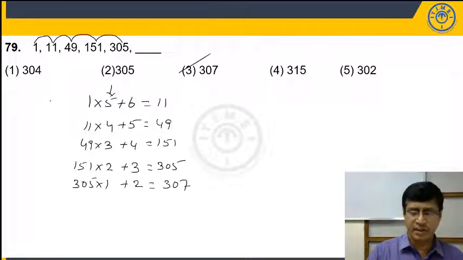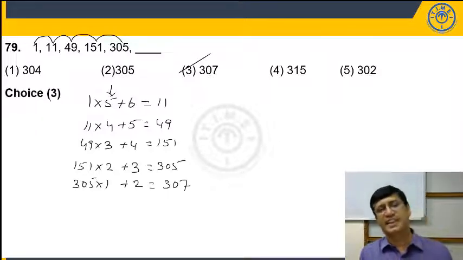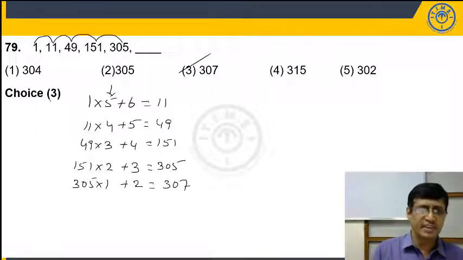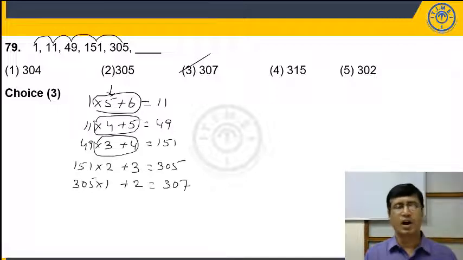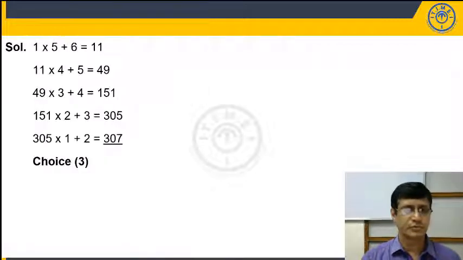So what is the right choice? Option number 3 is the right answer. So what is the series? Into 5 plus 6. Into 4 plus 5. Into 3 plus 4. And so on. Look at the type of solution here.